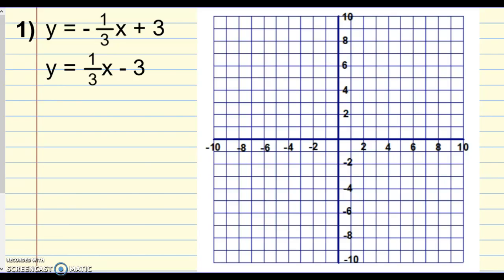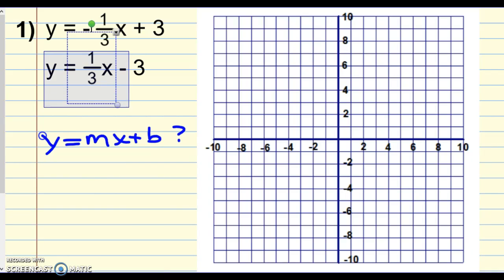We have the two equations, y equals negative 1/3 x plus 3, and y equals 1/3 x minus 3. So the first thing that we always want to ask ourselves is, are my equations in slope-intercept form? So y equals mx plus b is our slope-intercept form. Yes, both of them are. So in my equation number 1, oops, I'm going to move this second equation down here.